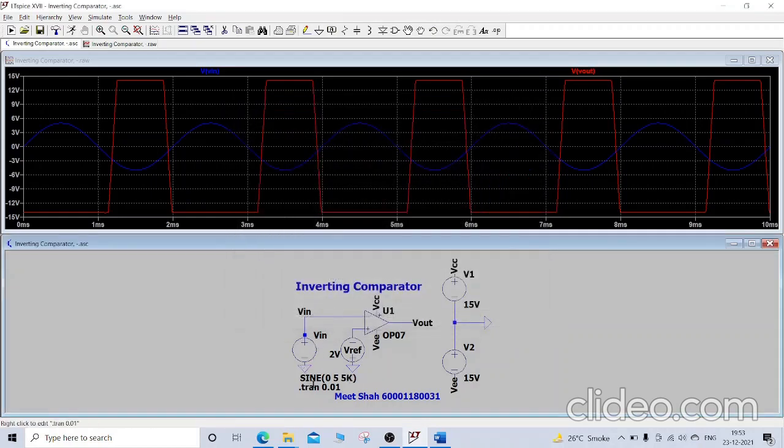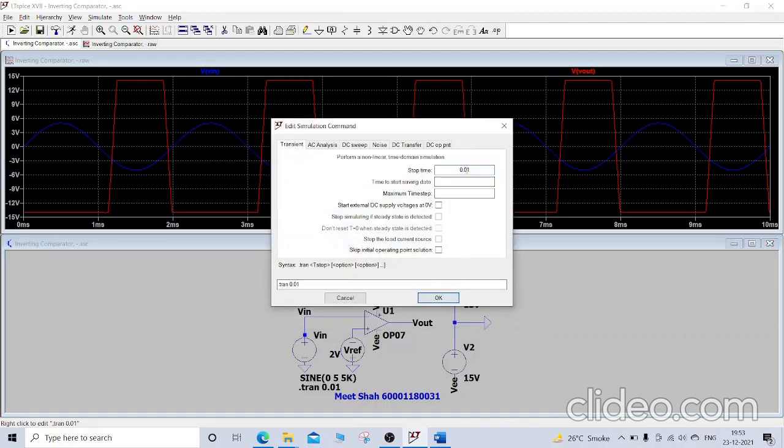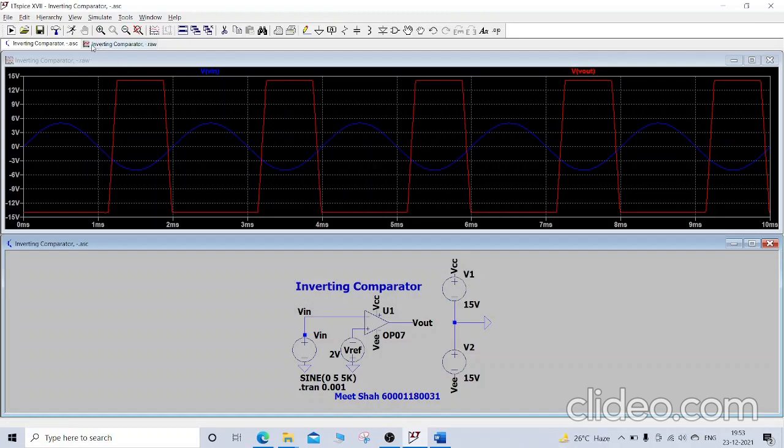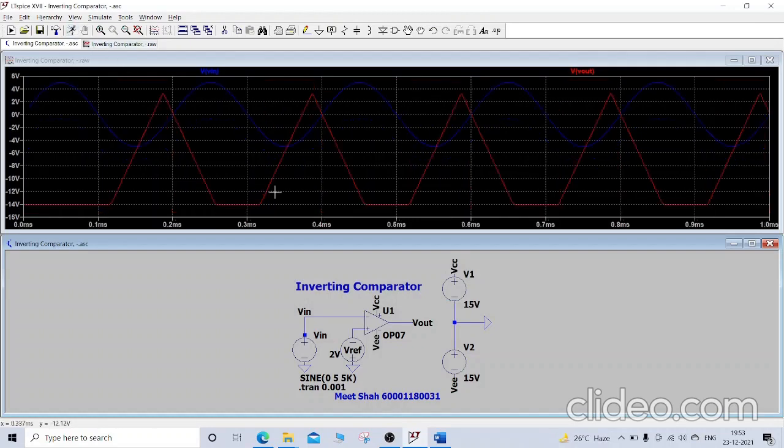We'll change this to 0.01. So here we can see that for our given wave we are getting a triangular wave as our output. Now we'll go to non-inverting comparator.